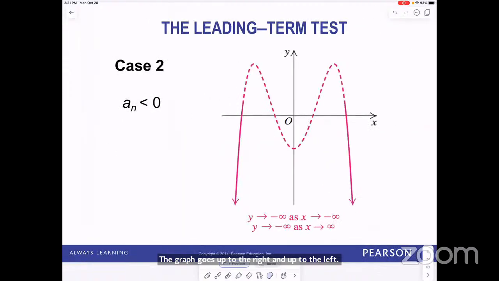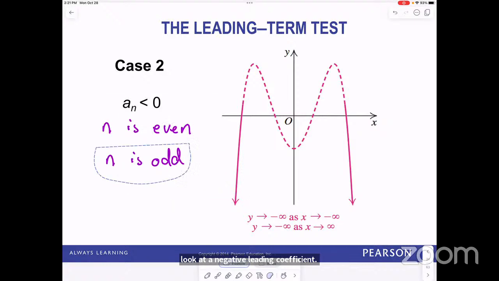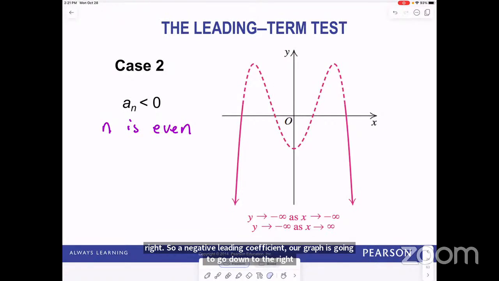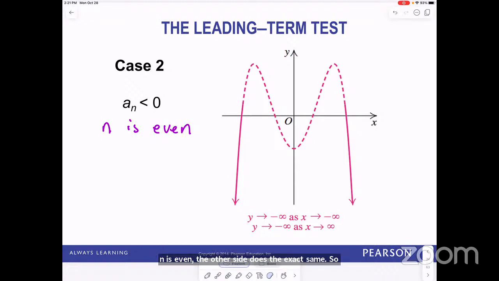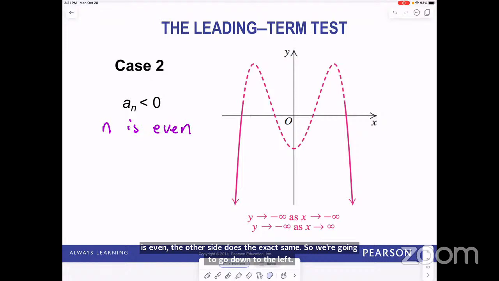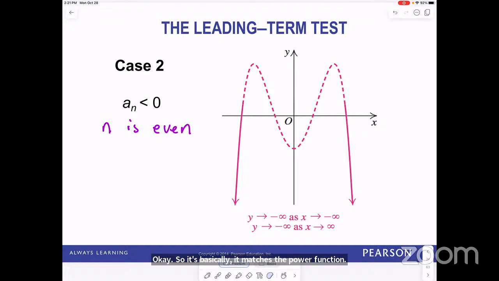Now we look at a negative leading coefficient. All right, so with a negative leading coefficient, our graph is going to go down to the right. n is even, the other side does the exact same, so we're going to go down to the left. So it basically matches the power function. It's just that this doesn't give us information about the middle. It just gives us information about the long term.